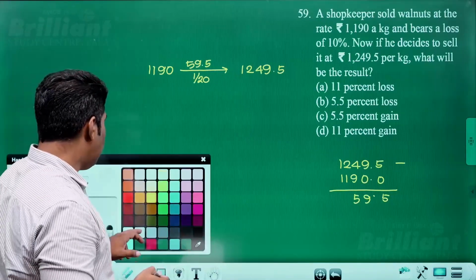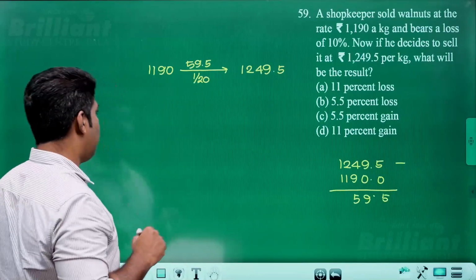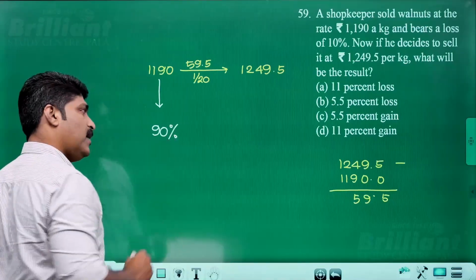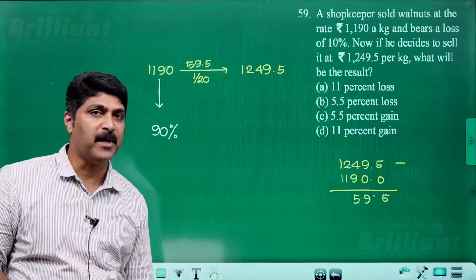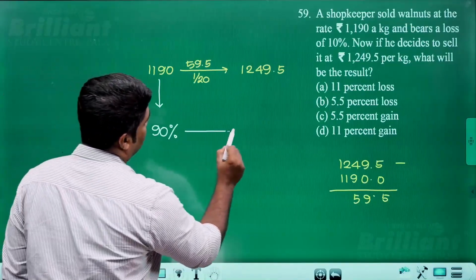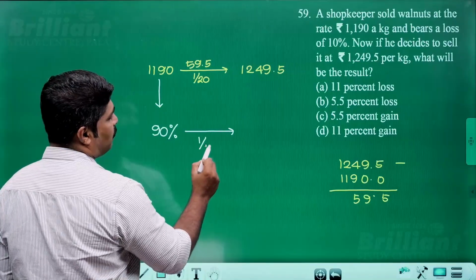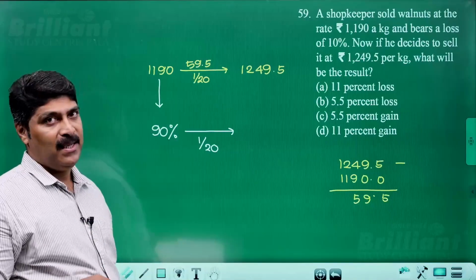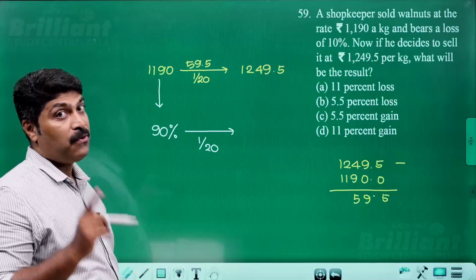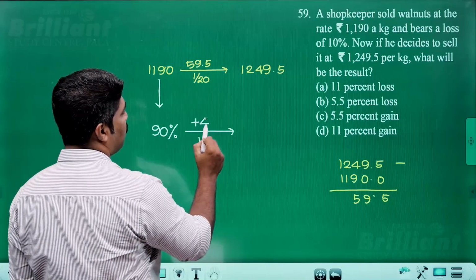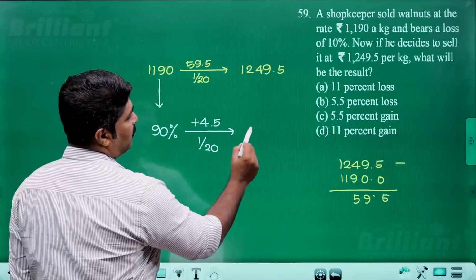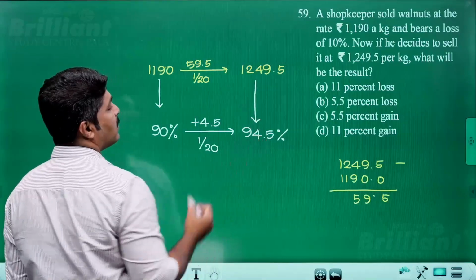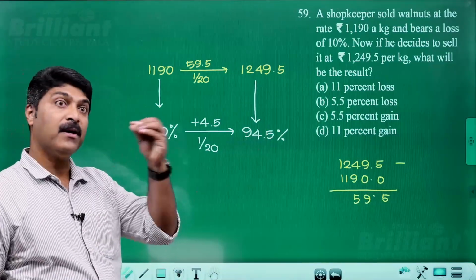And we are connecting it to the percentage values. This is 90% of cost price. And here, it's 1 by 20. What is 1 by 20? This fraction we have to take here. What is 1 by 20 of 90? So that's equal to 4.5. We have to add 4.5 to this value. Therefore, this is 94.5%. That means this value is representing 94.5% of the cost price.